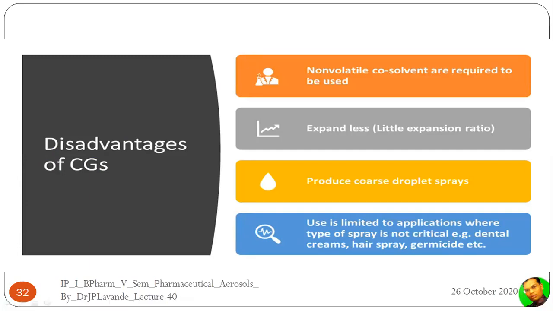They will produce a coarse droplet size. What is required in case of an aerosol is a fine mist or fine droplet size, but that is not the case with the compressed gas, because the fine mist is not produced; it is in the form of coarse droplets. And the use is limited to applications where the type of spray is not critical, for example dental creams, hairsprays or germicides. That means these are used in topical applications where penetration may not be required.